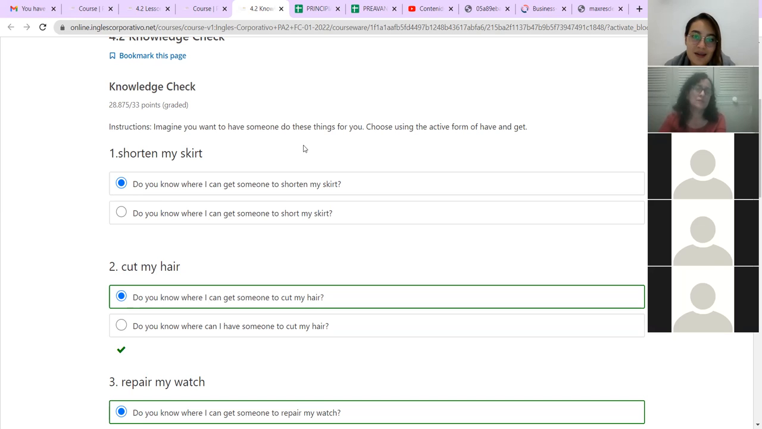Short. I don't know. No worries. So if I were using the passive voice, I would say, do you know where I can have my skirt shortened? Or do you know where I can have my skirt shortened by someone? Right? So remember, when we are using the passive voice, oftentimes the verb in the past participle will go at the end. Por eso, este caso es shorten. If we were to use this as the base form of the verb, usaríamos shorten, igual. Pero where I can get my skirt shortened.